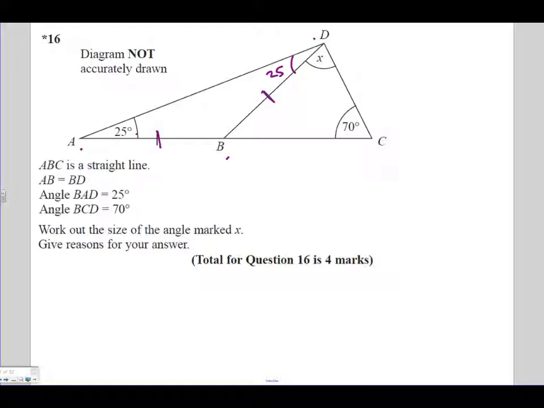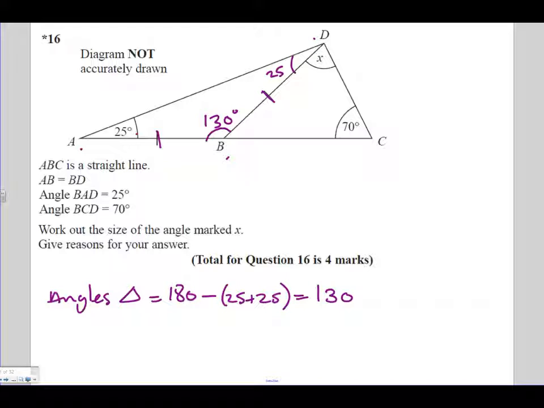Now we've got to work out the size of the angle marked X and give you the reasons for your answer. Okay, so if we know it's an isosceles triangle and the 2 angles are 25 at the bottom, the angles in a triangle add up to 180. Therefore, if we take the two 25s off, we end up with 130 degrees for this angle here. Because ABC is on a straight line, if this is 130, that makes this angle here 50 degrees.